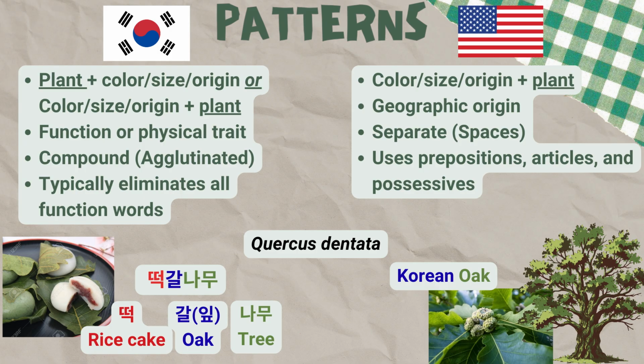Whereas in English, the color, size, origin goes before the plant, they favor geographic origin descriptors. The names are separated into words, and they tend to use prepositional articles and even possessive markers. An example of this difference is Quercus dentata, where the Korean word is tokka namu and the English word is Korean oak. You can see English favors the geographic descriptor, where Korean favors the function descriptor.